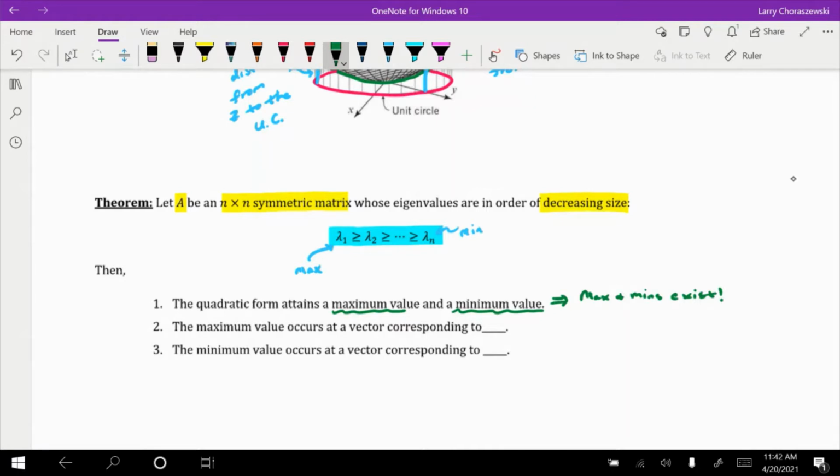Furthermore, the maximum value occurs at a vector corresponding to lambda sub 1. Let me write that in this light blue. So this eigenvalue lambda sub 1, the leading eigenvalue in this chain of inequalities, gives way to an eigenvector that produces the maximum value of that quadratic form. The minimum value will occur at a vector that corresponds to the smallest of the eigenvalues, lambda sub n.